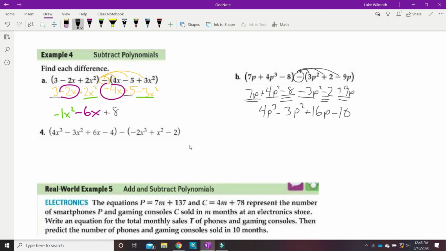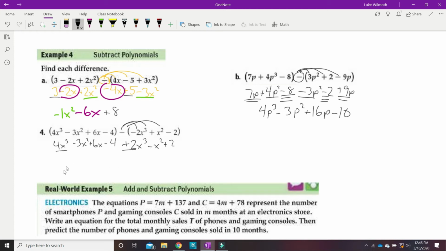Okay, again, it would be a good point to pause the video and try this last problem yourself. Okay, we should have distributed the negative, and kept the first polynomial alone, not changing anything.